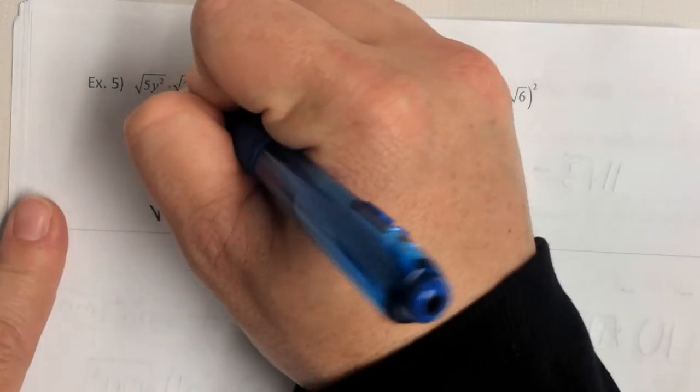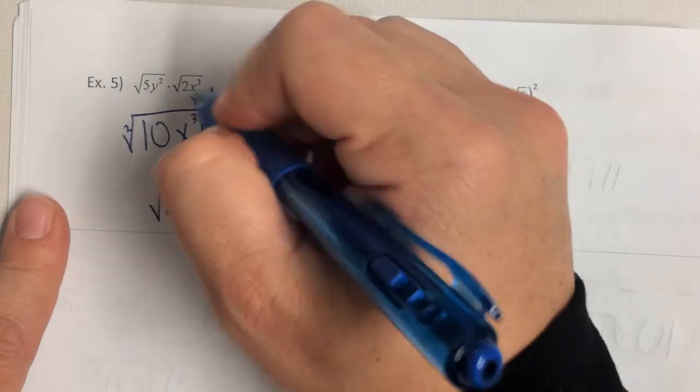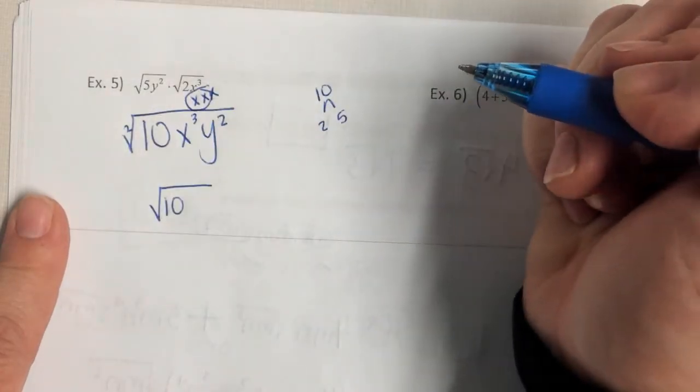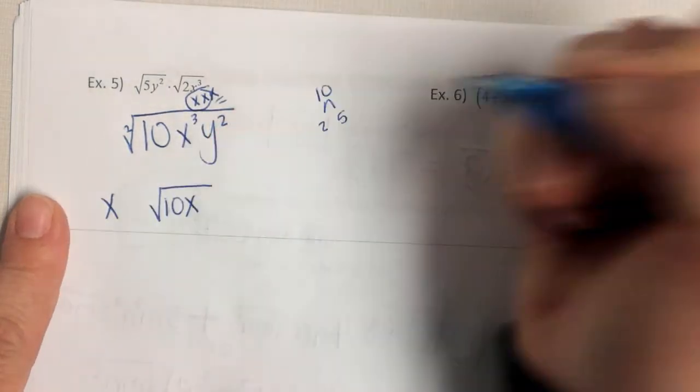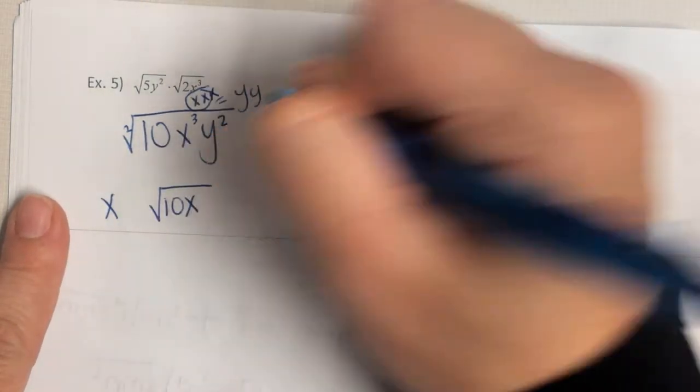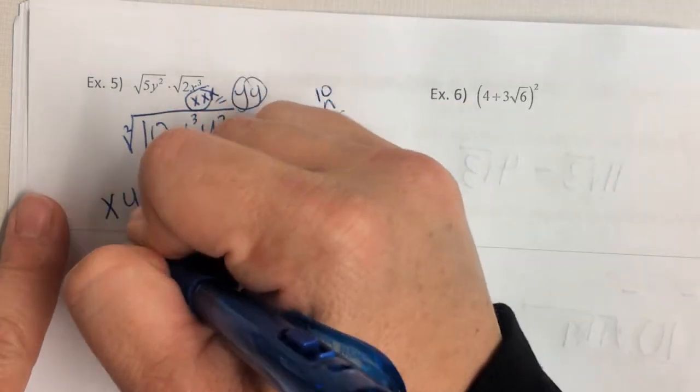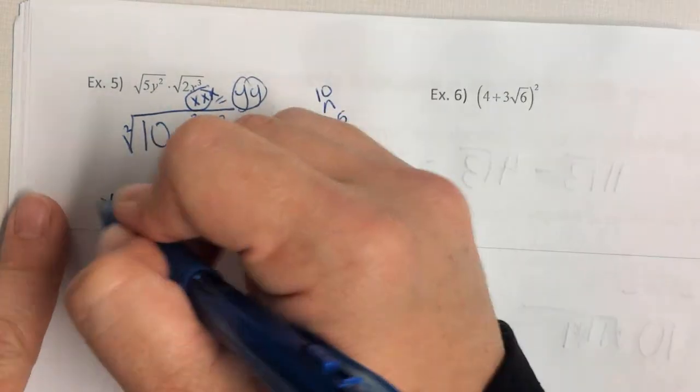X cubed, well, that just means X 3 times. And we're looking for a pair of 2. Do I have a pair of 2 X's? I have 1 pair, and how many left over? 1. Then I have Y squared, so I have a pair. Do I have any left over? So there's your answer.